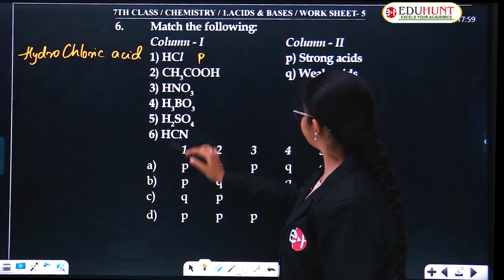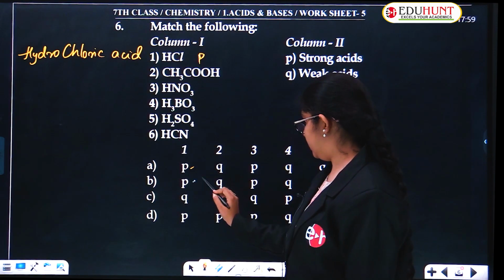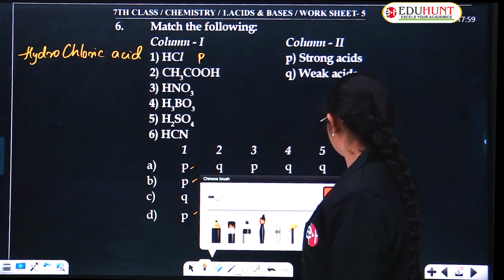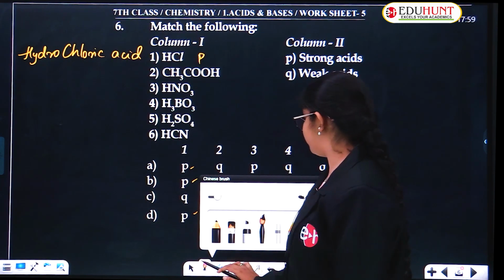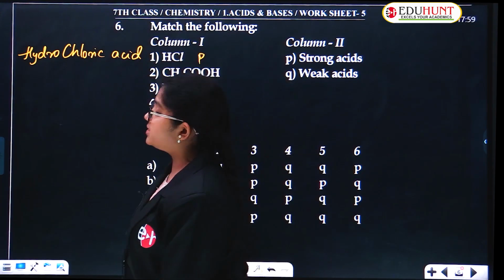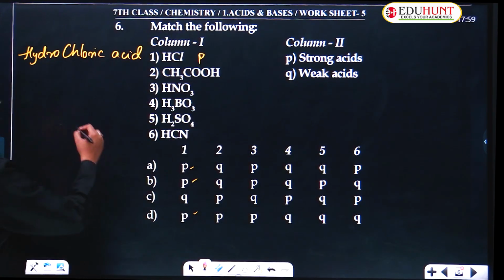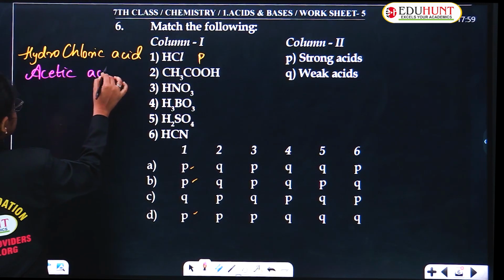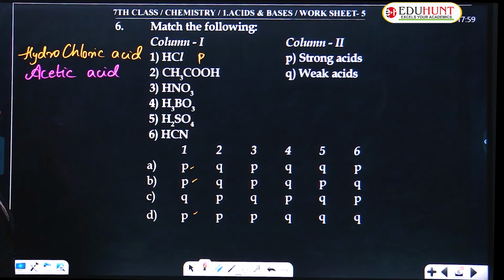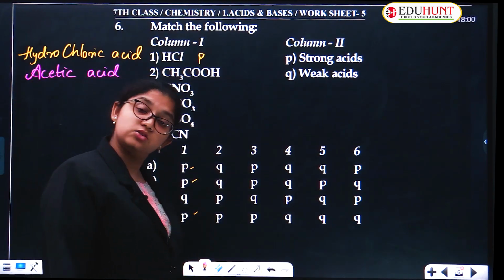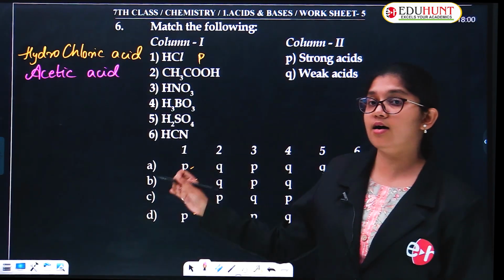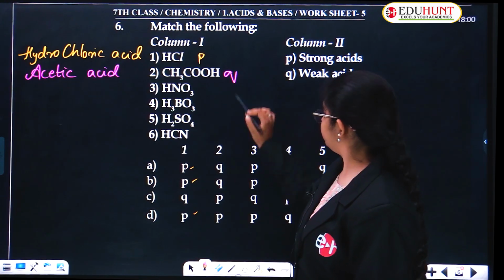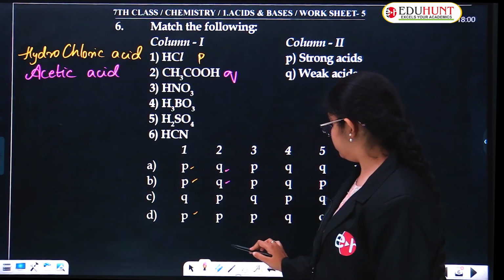So P. Okay. Next one. CH3COOH, what is the name of this? Acetic acid. CH3COOH is acetic acid. Is this a strong acid or a weak acid? It is a weak acid. Very good. Q, that's it.